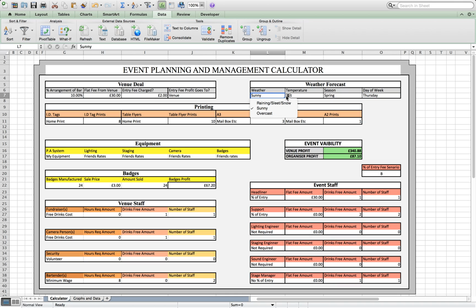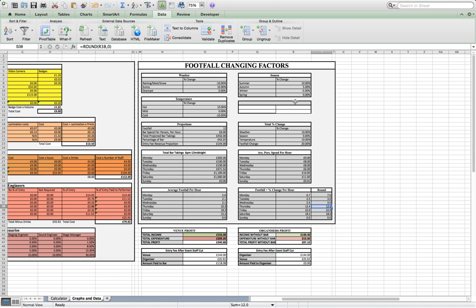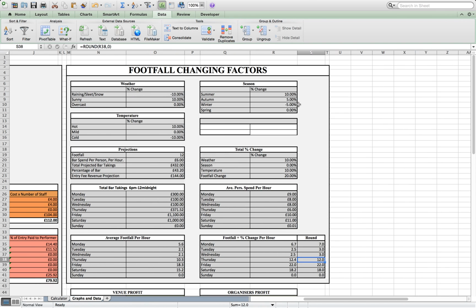Or you could have an overcast day, or you could have a different day of the week. To give you an example, if you look onto the graphs and data now, I'll see how that works. The footfall changing factors here: first of all, you've got the weather, season, temperature, and the total percentage change. So as it stands, it's sunny, which is plus 10%, spring, which is nothing, and it's a hot day, which is plus 10%. That gives us a total of plus 20%.